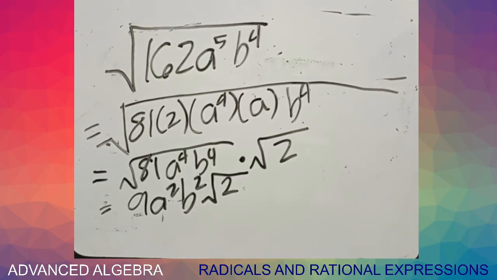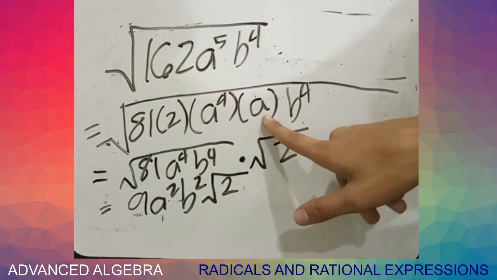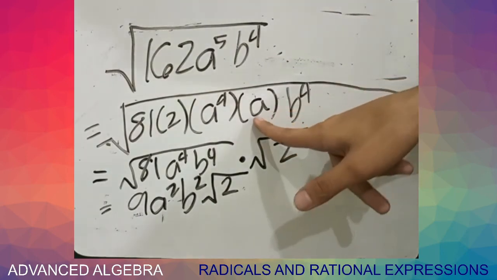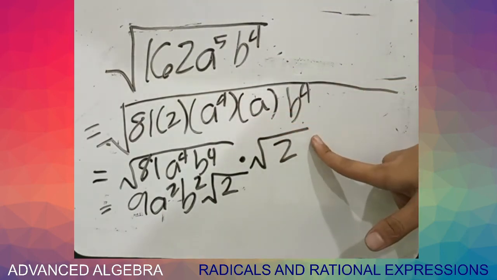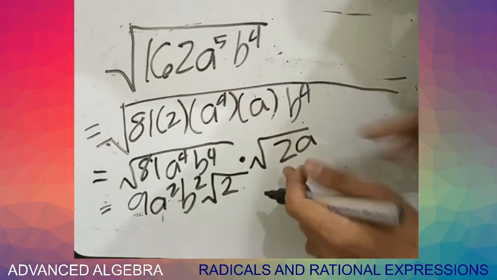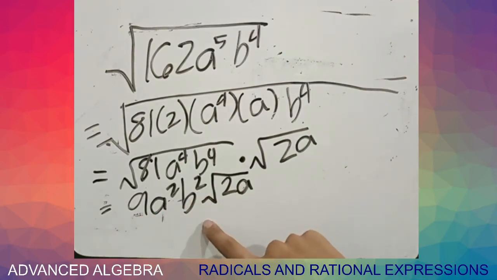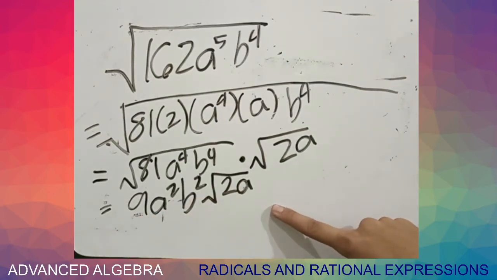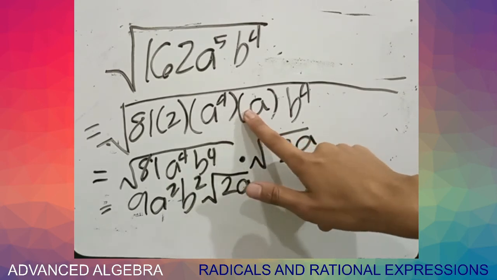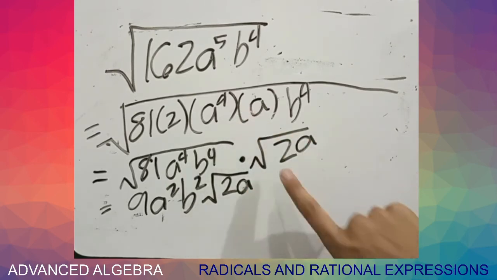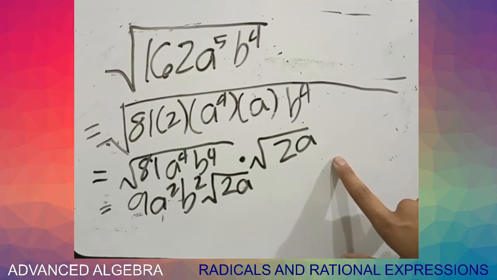So, nagagets niyo ba? Ay, may naiwan. Wait, may naiwan pala, nalimutan ko. Yung a naiwan dito. So, it is not a perfect square root. So, ilagay natin dito sa square root of 2. Nalimutan ko. Okay. So, yan. So, 9a squared b squared times the square root of 2a yung sagot natin. So, yung a, wala siyang perfect square root. Nilipat ko dito, yung 2, naging 2a.